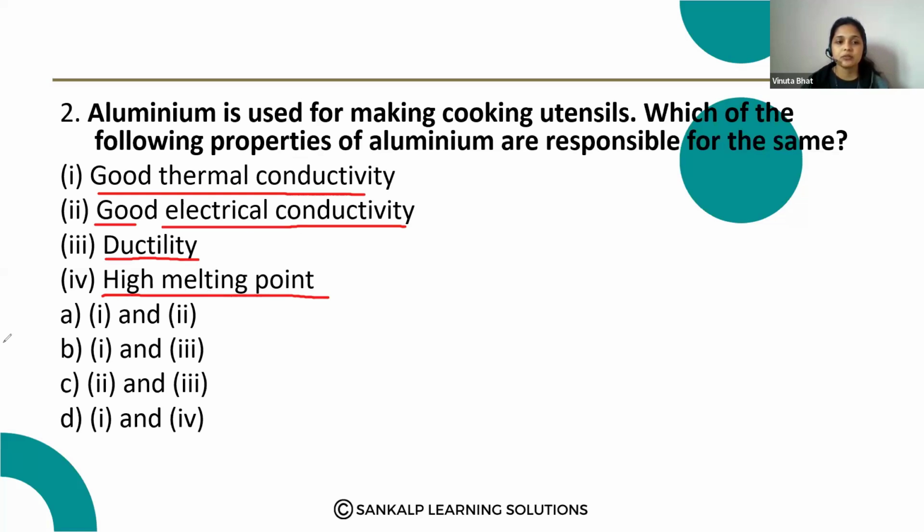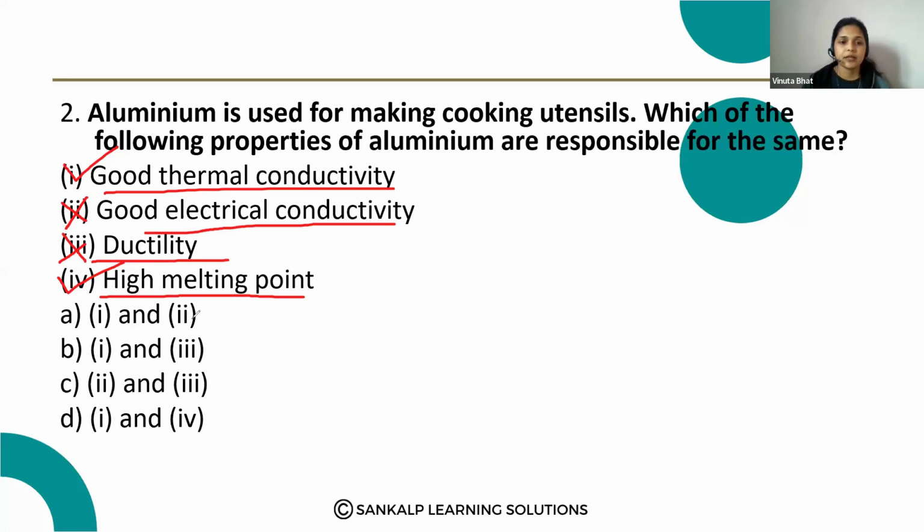What is the reason for this? Yes, because of the good thermal conductivity, that is the correct answer. That is also a correct option. Good electrical conductivity. Electrical conductivity doesn't matter because it is used as a cooking utensil. So ductility, that is also not related to the question. And high melting point. Yes, high melting point, option 4, that is also a correct one.